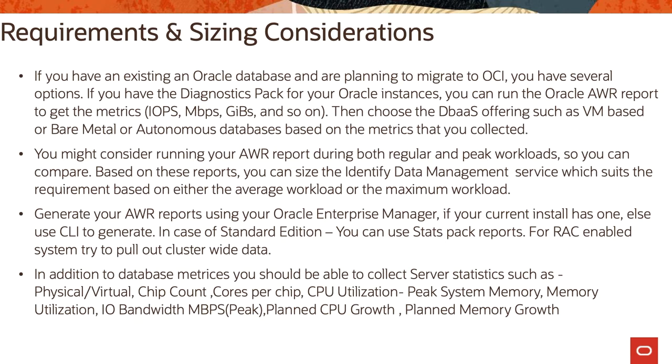For RAC-enabled systems, you should try to pull out cluster-wide data, and AWR reports can be fetched cluster-wide for a better analysis. In addition to database metrics, you should also collect server stats such as physical or virtual, how many chips are there on the server, cores per chip, CPU utilization, peak system memory or memory utilization, IO bandwidths, and any planned CPU growth or planned memory growth requirements.